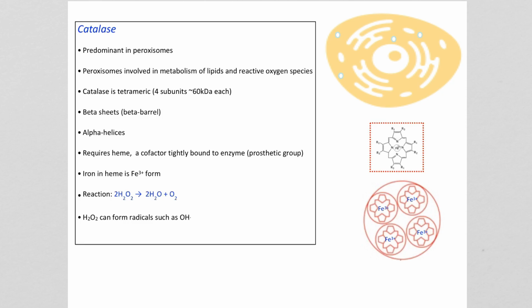One of the major reactions that this enzyme catalyzes is the breakdown of hydrogen peroxide into water and oxygen gas. Now, during metabolism, hydrogen peroxide can accumulate in cells, and when we have excess hydrogen peroxide, that can be dangerous because H2O2 can form free radicals such as the hydroxyl radical. So it's very important, if we have too much hydrogen peroxide, we must break it down into things that are much safer, like water as well as oxygen.